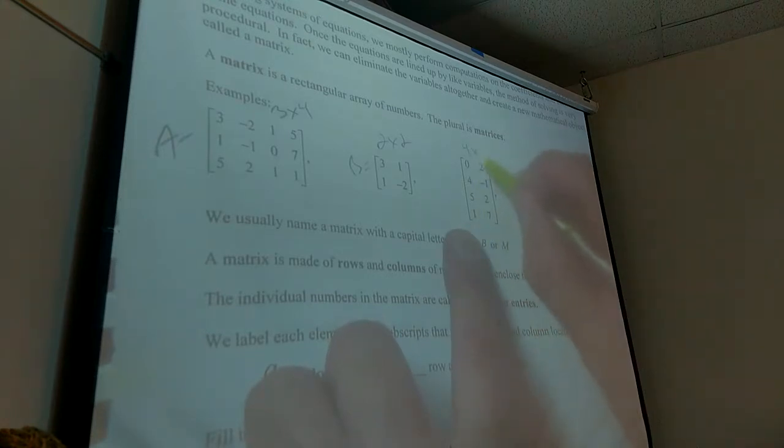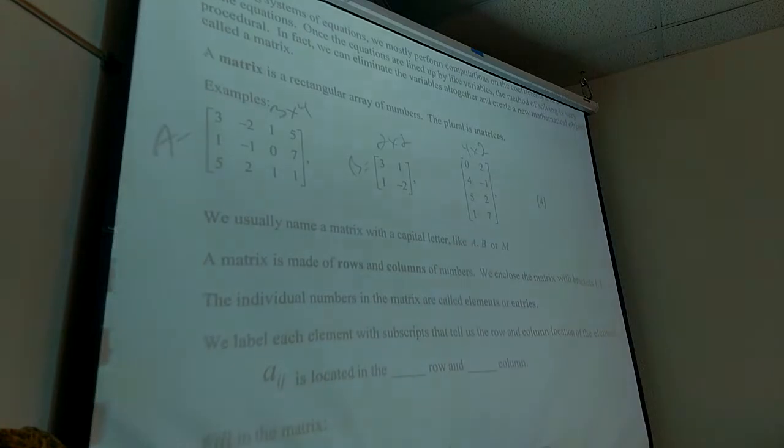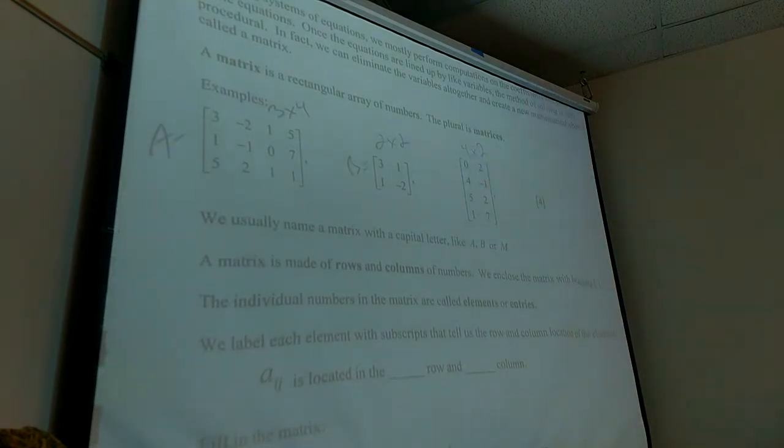4 by 2. It's always this way, across this way. So 4 rows, 2 columns. How about this guy? 1 by 1. Little 1 by 1. Okay. All right.